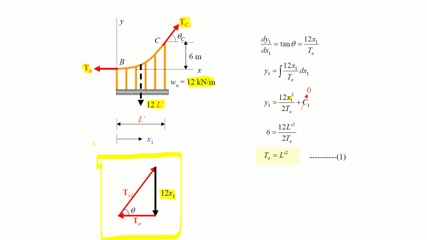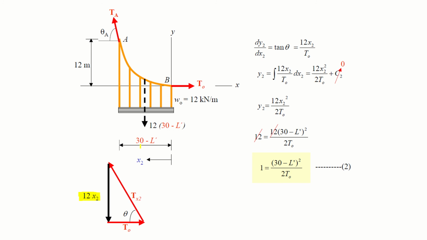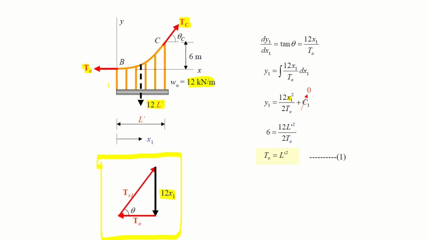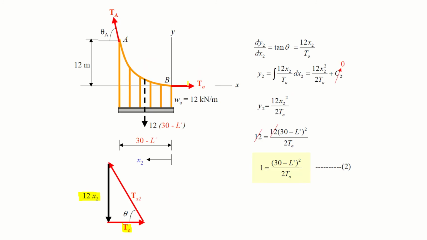Here you had x1, on the other side you have x2. So 1/2 x2, and the T naught is also the same, because at point B, whether you are coming from this side or this side, T naught will be the same. So this is your base, this is your perpendicular, and T x2 is your hypotenuse at this point.